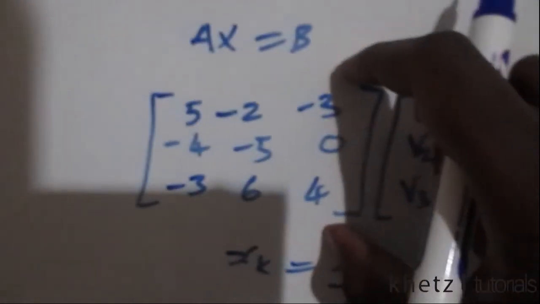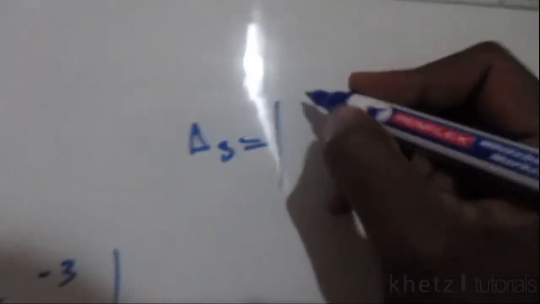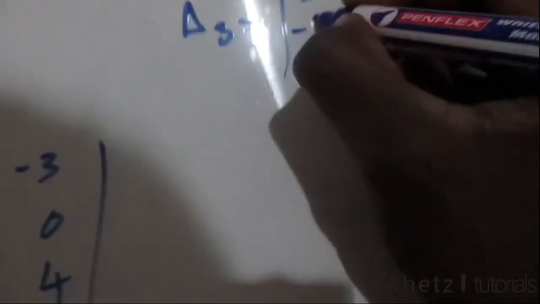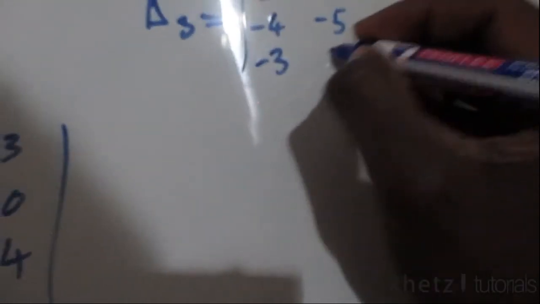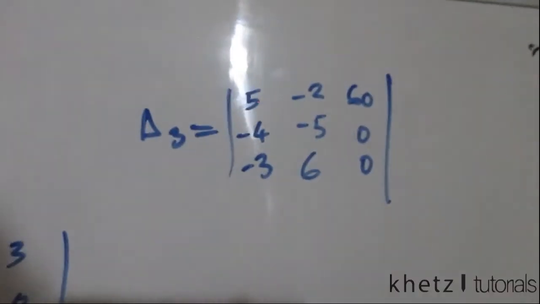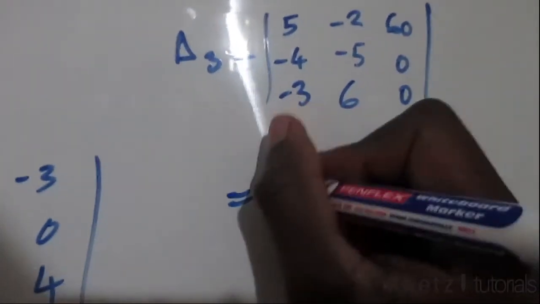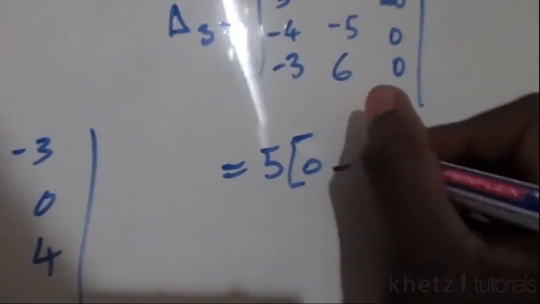Finally, we're going to find determinant 3. Determinant 3 is formed by moving this column to the third column of the A matrix. So let's do that quickly. This determinant is going to be 5, negative 4, negative 3, negative 2, negative 5, 6, and finally 60, 0, 0. Right? So finding the determinant of that, you're going to have 5, then I'm going to multiply it like that. So it's going to be 0 minus 0.